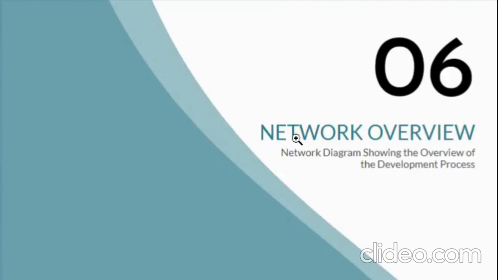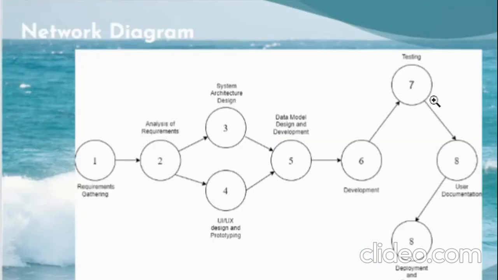I'll be giving a brief explanation on the network overview. This entails the network diagram showing the overview of the development process. So in the first phase, the requirements gathering, we gather information about the system and a new system. Why we need a new system, the improvements that could be made or incorporated in the new system. Some requirements like the database, a cloud database, an online booking platform, as well as a customer loyalty program.